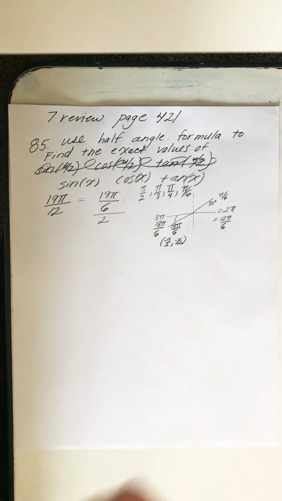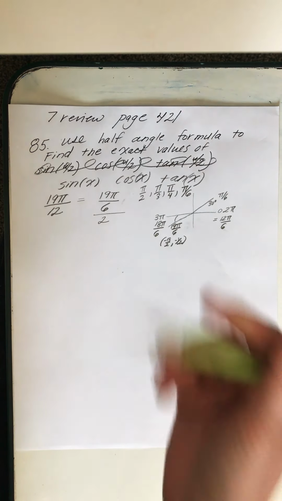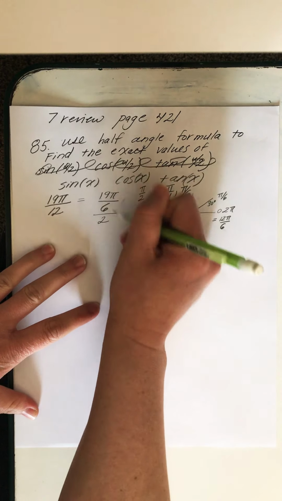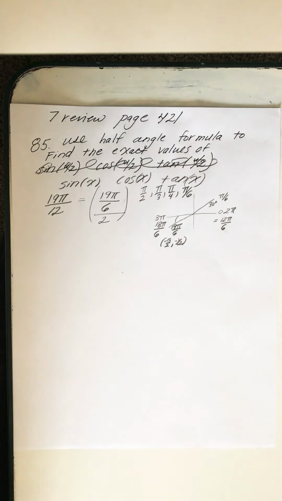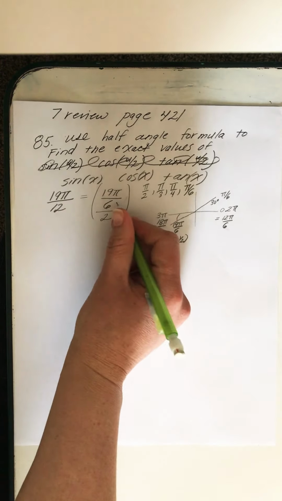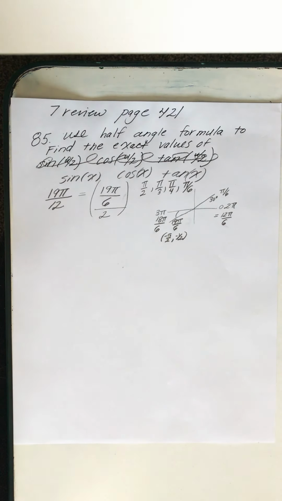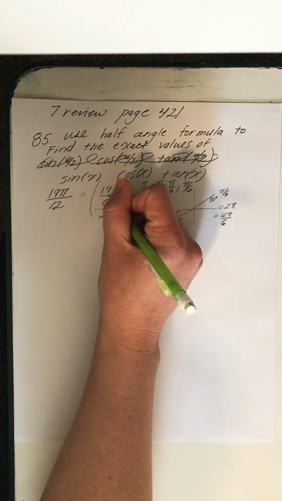So now, using that to do half angle formulas, 19 pi sixths divided by 2. See, I'm cutting this in half. That's why it's a half angle formula. If you were to flip this and multiply, we'd end up back at 19 pi twelfths. So this means that this is our U value.